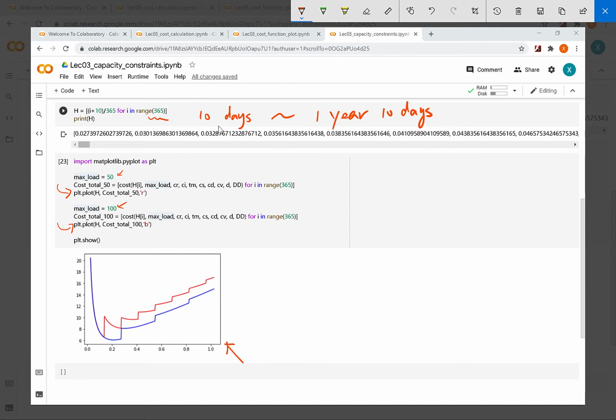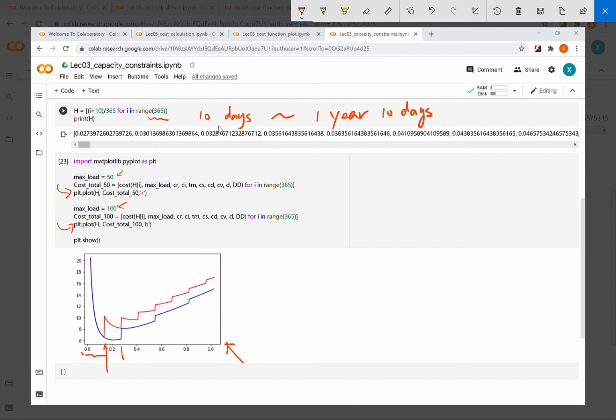From the plot, we can see that at the beginning, when the headway is very small, the load each time we dispatch is always smaller than the max load. In this case, the curve looks exactly the same as without considering any capacity constraint, so the red curve and the blue curve overlap with each other. Starting from around 0.15, the load reaches the max load 50. Then you can see a huge jump in the cost for the red curve, because it has reached the capacity and the second truck is dispatched.